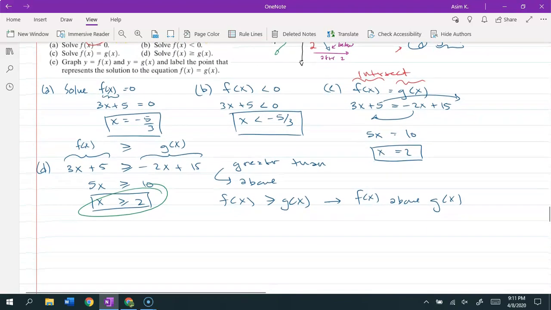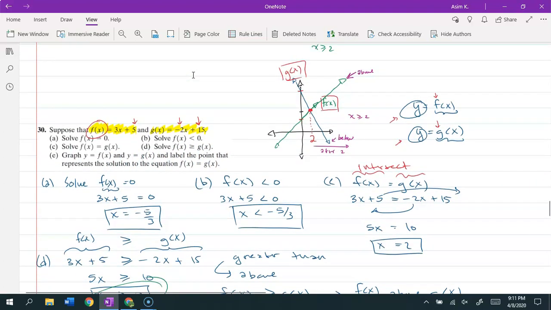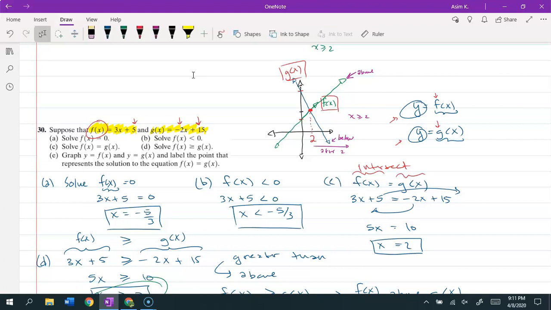Okay, and finally, letter E says graph y equals f of x and g of x and label the point that represents the solution to the equation f of x equals g of x. I hope that you understand that we just did that entire question in speaking about it. But one thing that I would like to again highlight is when they say highlight the point or label the point where f of x equals g of x, that's a very special point that's right there, okay? And we know that x is equal to 2 there. And if you want to find out what y is, just plug into either one of the functions.